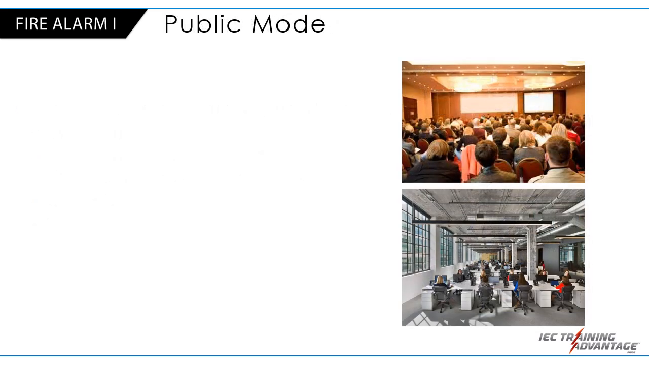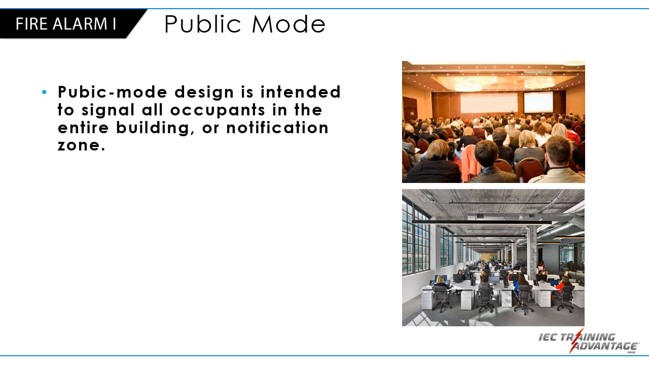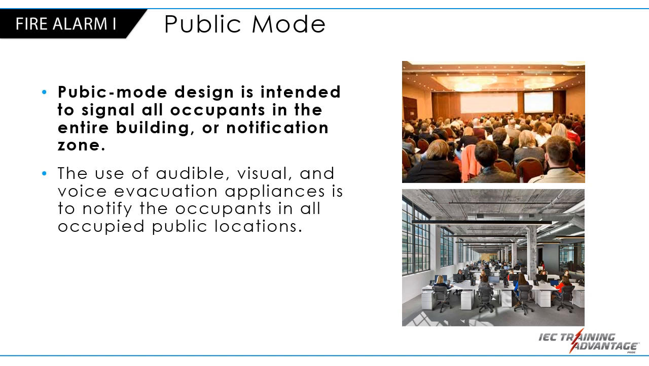All right, we discussed private mode. Now let's discuss public mode. Public mode design is intended to signal all occupants in the entire building or notification zone. This is done through the use of audible, visual, and voice evacuation appliances, and it's to notify occupants in all occupied public locations. These systems are typically much louder than, say, a private mode system.